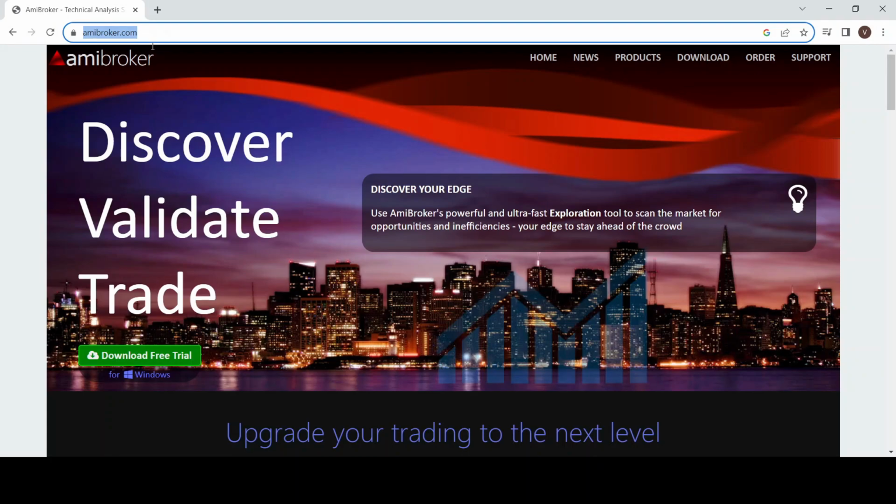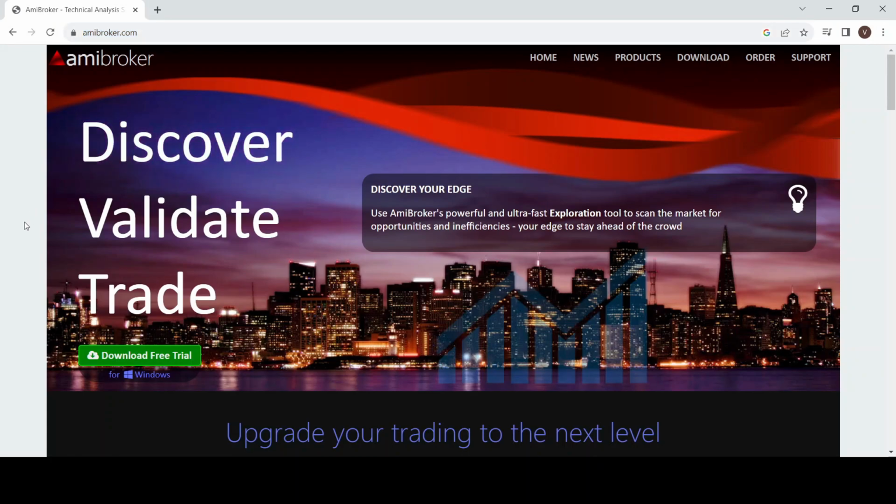www.amibroker.com is the website name. So Amibroker is a comprehensive technical analysis and charting platform that empowers users to analyze financial markets, develop robust trading strategies, and make data-driven decisions. Whether you are a seasoned trader or a newcomer to the world of finance, Amibroker's user-friendly interface and extensive features make it a standout choice.